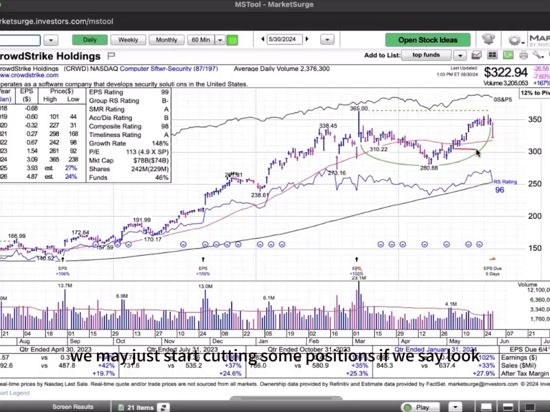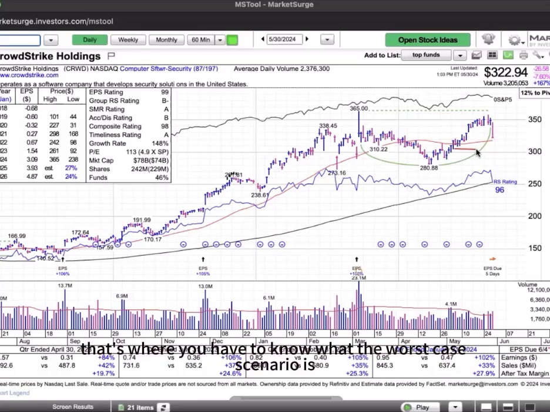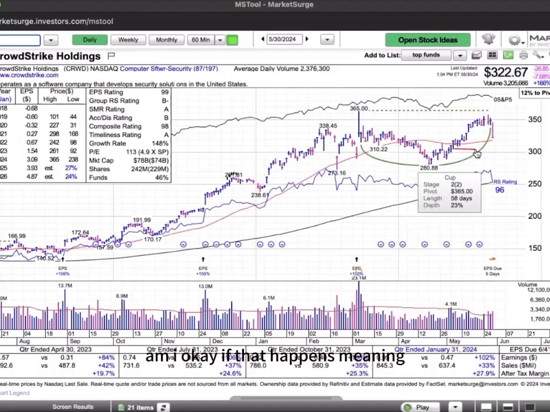We may just start cutting some positions if we say, look, we're not going to take everything to stops. If the absolute worst case scenario is too much, that's where you have to know what the worst case scenario is, and then ask yourself, am I okay if that happens? Meaning, is that going to be too big of a give back, too much of a loss?